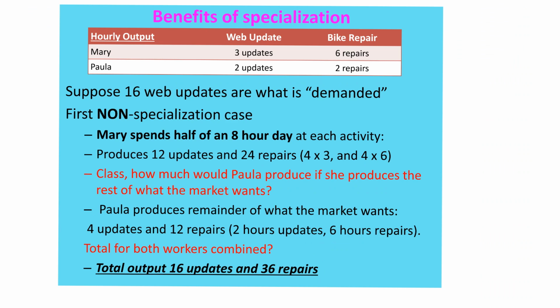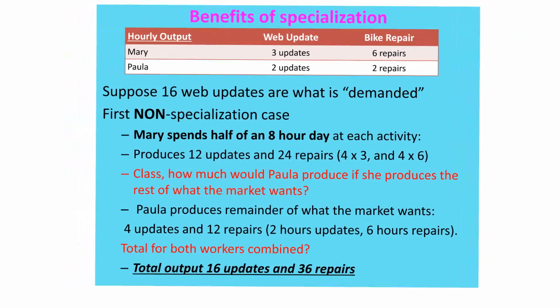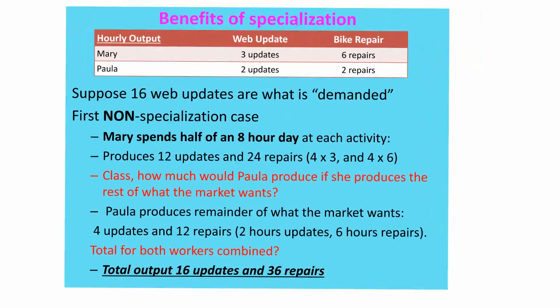Mary spends half her 8-hour day at each activity. So instead of doing all of one or all the other, she does half and half. So that's not specialization. All right, well, if that's the case, then Mary spends half her 8-hour day in each activity. Then she's going to produce 12 updates and 24 repairs, right? So 4 times 3 is 12, and then 4 times 6 is 24.